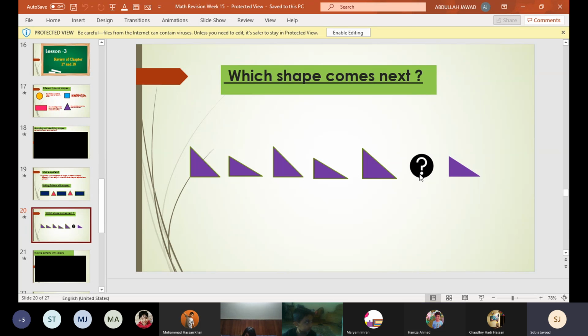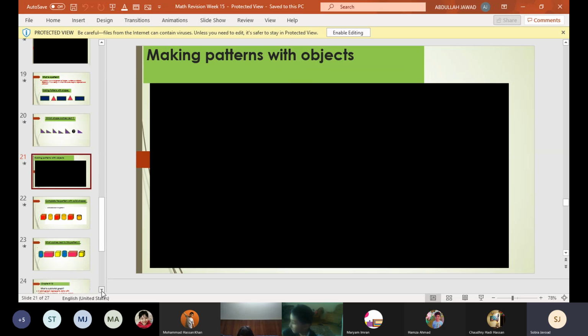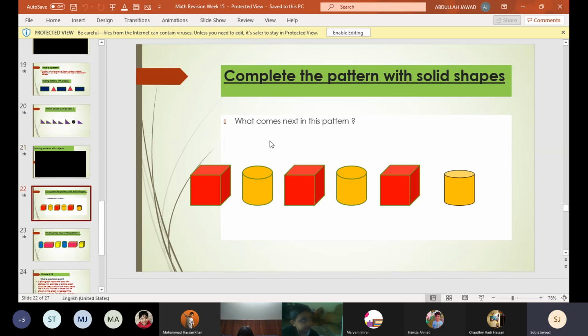After big, which triangle comes? Small. Small, yes. So we'll move the small here, okay? The small will be there. Okay, now look at here now.